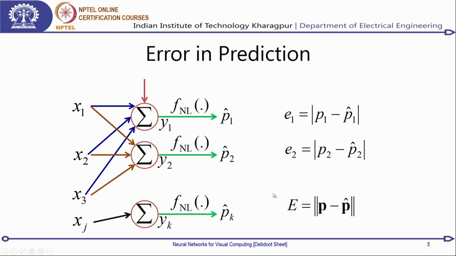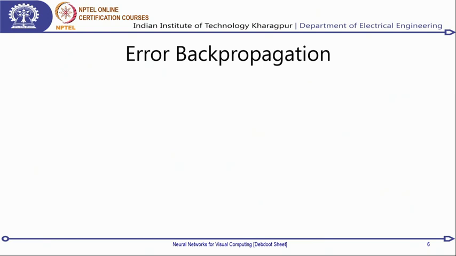Now, the whole statement of learning over here is that I should somehow be able to get a network such that this error is supposed to come down to 0. What essentially happens in that case is we use a method called error backpropagation.